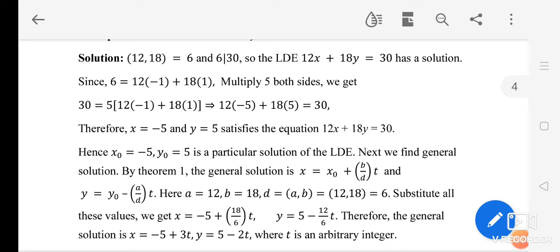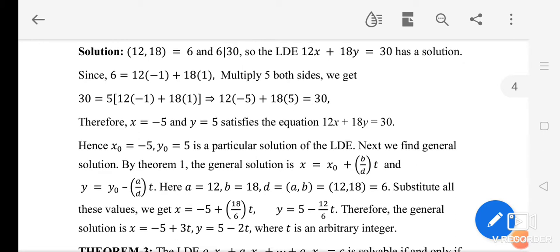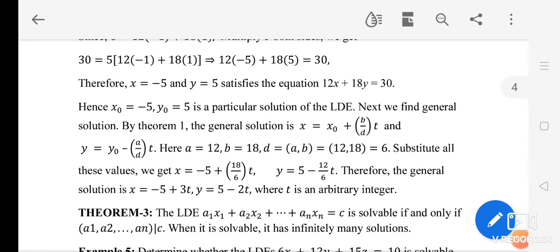Thus, x equal to minus 5, y equal to 5 satisfy the equation 12x plus 18y equal to 30. So, x equal to minus 5, y equal to 5 is a particular solution. We take the particular solution as x naught, y naught. So, x naught equal to minus 5, y naught equal to 5 is a particular solution of the LDE.